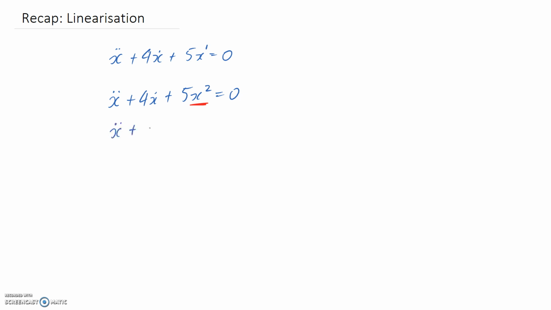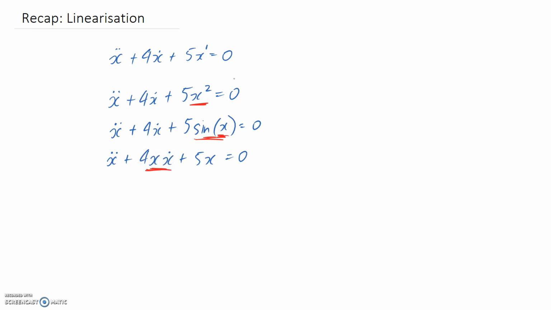Another example, let's say we had 5 sine x equals 0. So this isn't an x to the power of 1 anymore, right? It's a sine of x, okay? So again, this part here is not a linear part of the equation. One last example, if we had x double dot plus, say, 4x x dot plus 5x equals 0, again, this one does not represent a linear equation because we have an x multiplied by an x dot, okay? So this isn't a constant out the front of our differential part anymore.